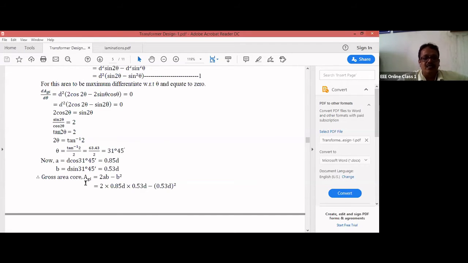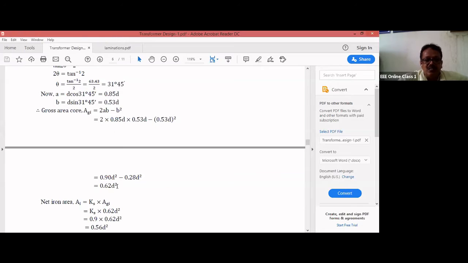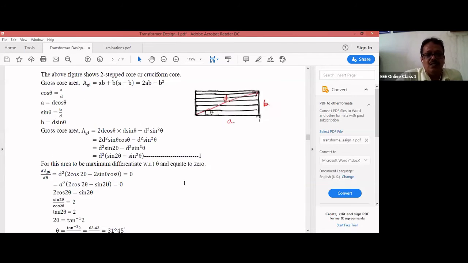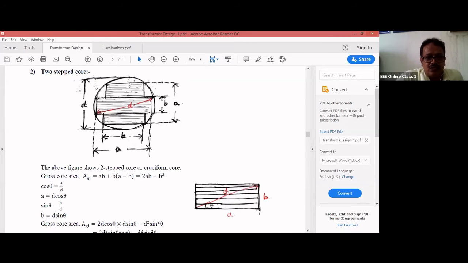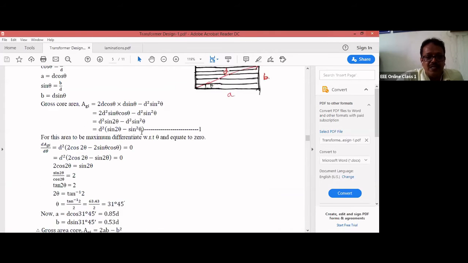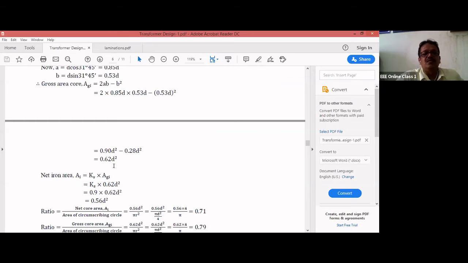Gross core area AGI is 2AB minus B square. Substitute these values, then what do you get here? Finally you get 0.62 D square. So the gross core area of the entire two-step core is AG equal to 0.62 D square.